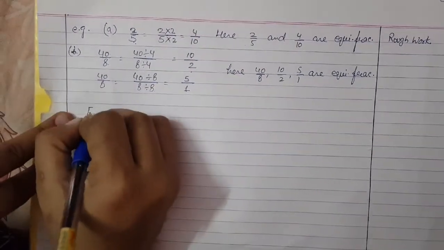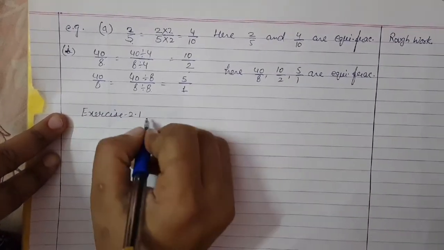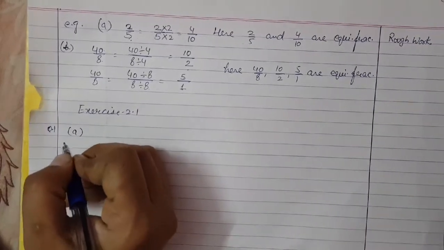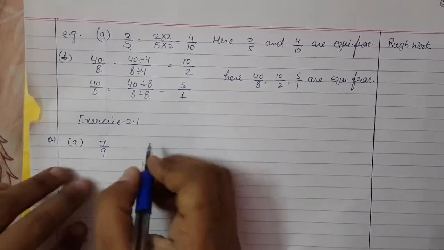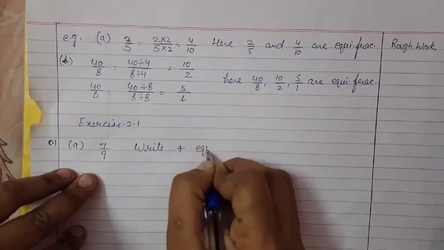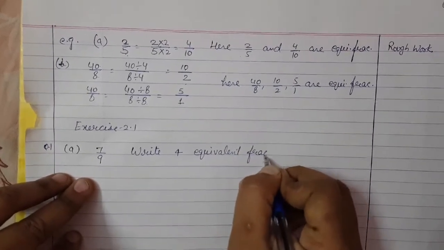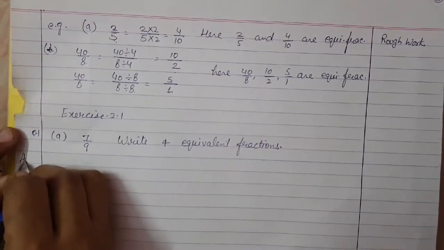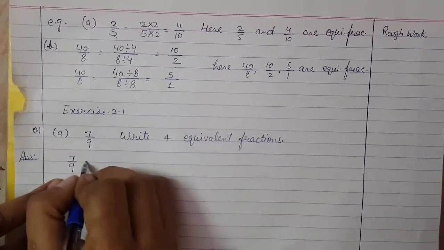Now exercise 2.1, question number 1, A part. It is 7 upon 9. You have to write 4 equivalent fractions. So to write its 4 equivalent fractions, I have to multiply the same number with numerator and denominator.